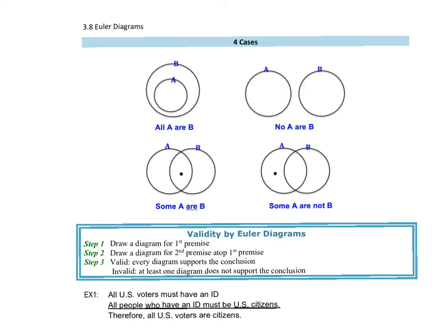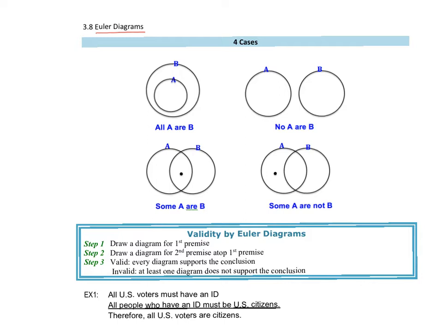This section 3.8 is the last section for chapter 3. We're going to determine whether quantified arguments are valid or invalid by using what we call Euler diagrams. And these are a way to use pictures to determine whether an argument is valid or invalid. And again, we're only using these for quantified arguments.